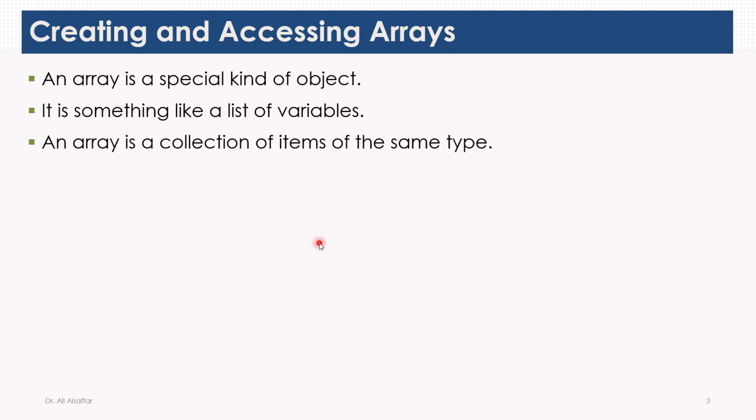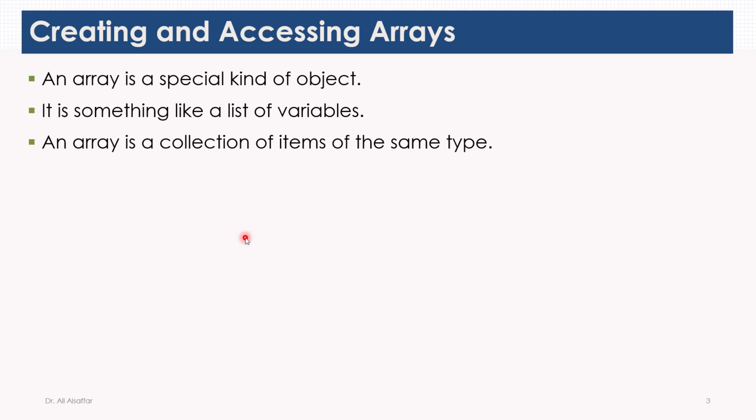As we stated in the beginning, an array is a special kind of object. So it is something like a list of variables. What I mean by that is that when we group variables together, we list all the variables one after the other as one unit that forms a list. Although it is possible to group a list of variables together, it is not allowed to group a list of variables of different data types.